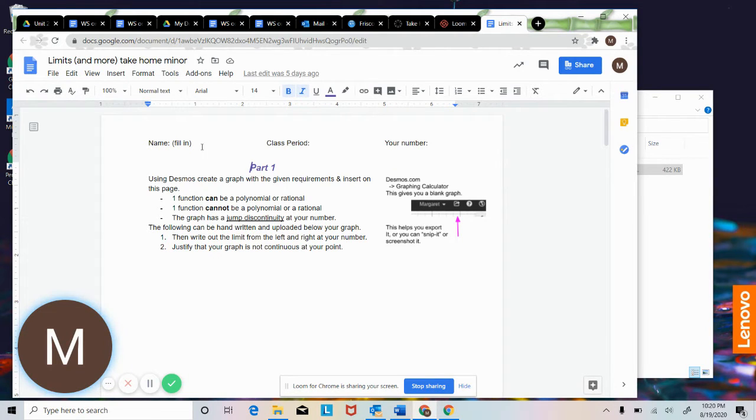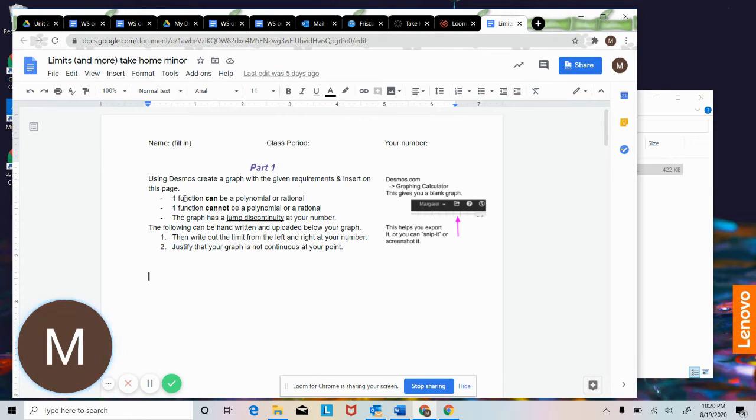You're going to fill in your name. If you double-click it, it will let you edit it, so just know. And then you put in your class period, please, and your number is going to be your random number. Either your teacher's going to give it to you or somehow.